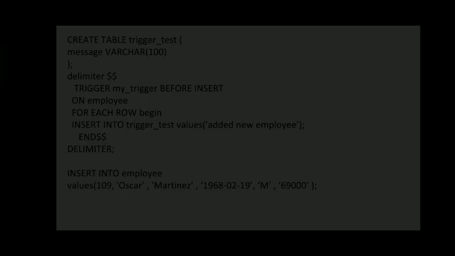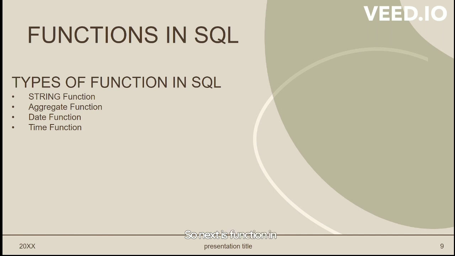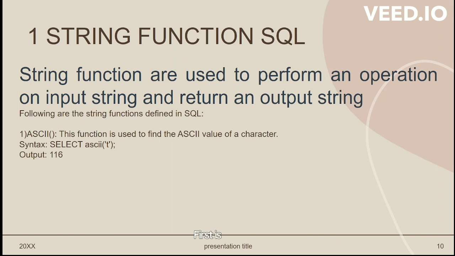So that's all. Next is functions in SQL. There are types of functions in SQL. First is string function, aggregate function, date function, and time function. First is string function in SQL. String functions are used to perform operations on an input string and return an output string. Following are the string functions defined in SQL.